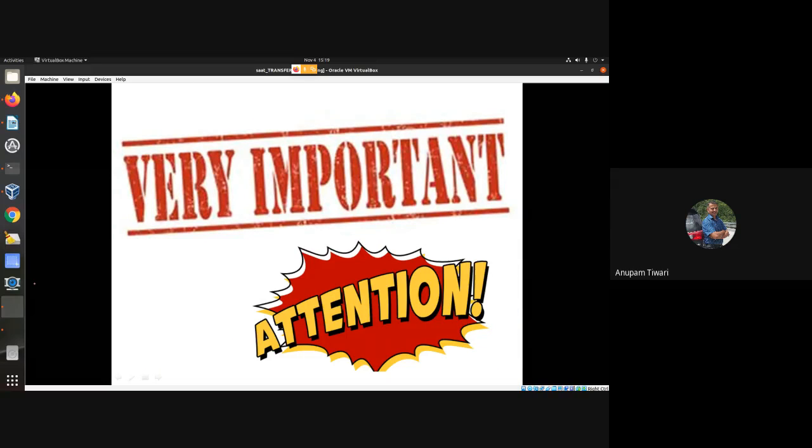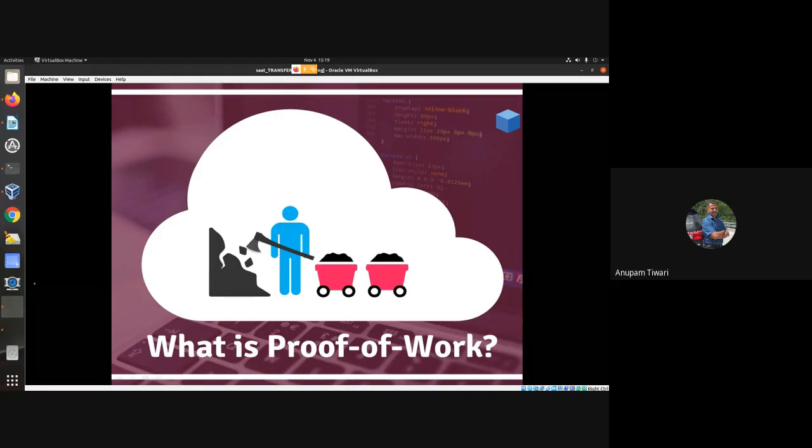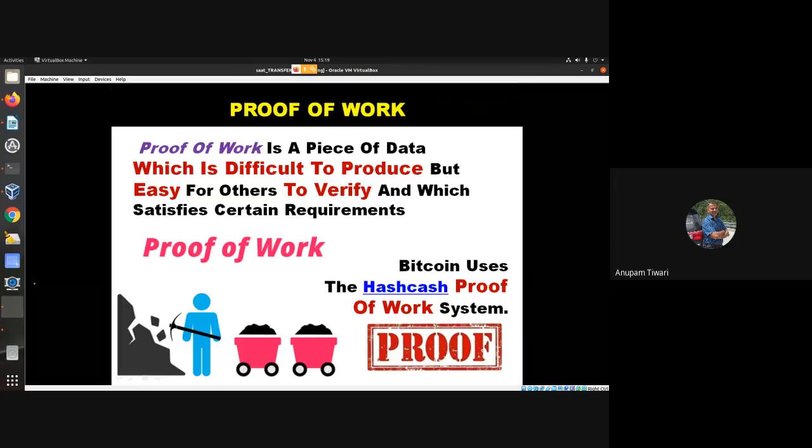Of all the consensus, now we'll be considering and discussing proof of work. What is proof of work? Again, first we'll take the theory part and then we'll do some practical to understand what proof of work is. Now proof of work is a piece of data which is difficult to produce but easy for others to verify, and which satisfies certain requirements. Now this becomes the definition. Definition as such, there's little to assimilate.